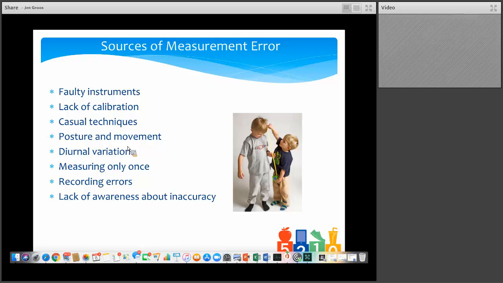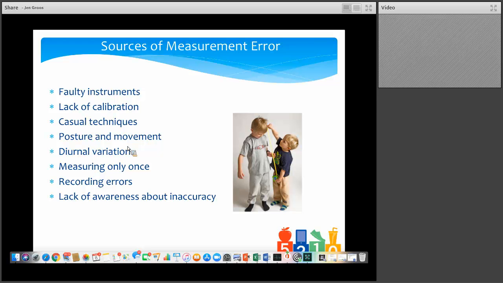And so what are some sources of measurement error? Faulty instruments, and we've all been there when it just seems like the scales are off, and so having those calibrated is really important, and doing that on a routine basis to minimize those problems. Sometimes if you've got a stadiometer, if it's not sliding correctly or it's broken, that can definitely cause some problems. Casual techniques, and so if we're real strict one time and not as strict the next time, that can cause problems as well.